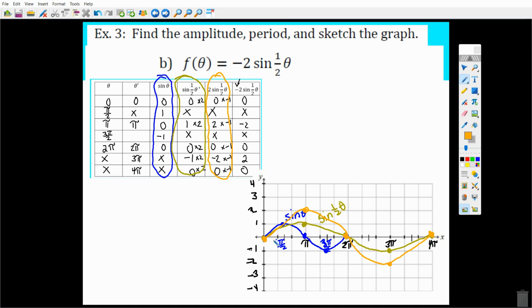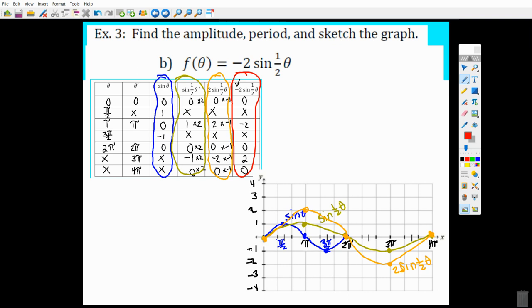It's a little off right there, but you kind of get the point. Let me see. That made it look worse, so I'll just leave it like that. So I'm going to go ahead and put 2 sine of 1/2 theta. And then lastly, which I'll do in red, is negative 2 sine of 1/2 theta.